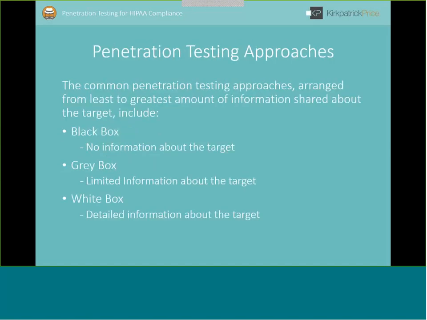So these are the most common penetration testing approaches that you hear about when you read about penetration testing. Maybe you've never done it, but you're looking into it. These are the common approaches. So the first is black box, and black box, as the name suggests, involves very little knowledge about the target that you're testing. Sometimes all that is known is the name of the organization.